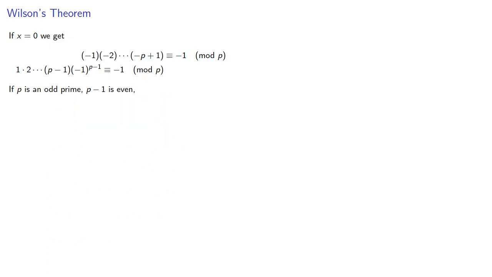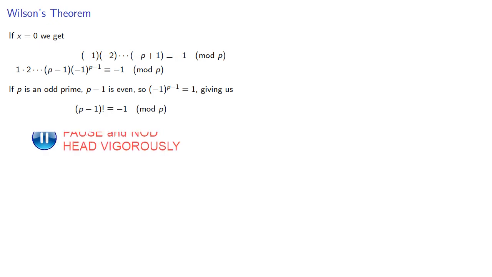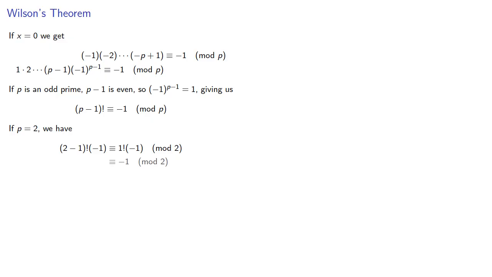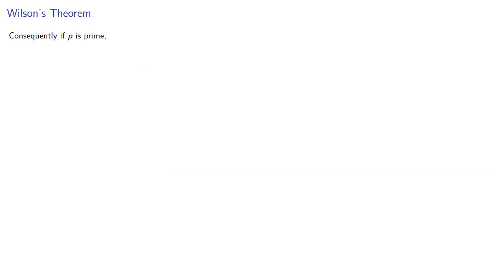Now if P is an odd prime, P minus 1 is even, so negative 1 to the power P minus 1 is going to be 1, and so that gives us... On the other hand, if P is 2, which is a very odd prime, we get the left-hand side. Then we get, which is again equal to negative 1. And consequently, if P is prime, whether it's an odd prime or 2, then P minus 1 factorial is congruent to negative 1 mod P, and so P minus 1 factorial plus 1 is congruent to 0.